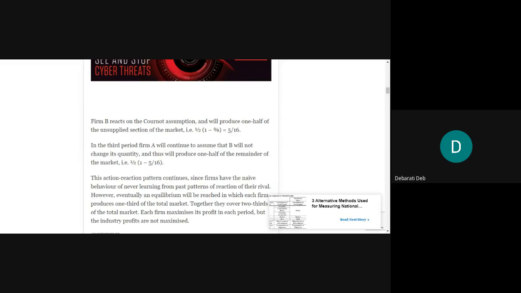Then again in the third period, farm A will continue to assume that farm B will not change its quantity. This is again another assumption. Okay, one farm assumes that the other farm will not change its quantity. It will go on producing the same amount. And that is the reason why only half of the leftover market is achieved. So again farm A will believe that the remaining portion is 1 minus 5 by 16, which till now has not been captured. So half of that 1 minus 5 by 16 will now be captured by farm A. This pattern is called action and reaction.